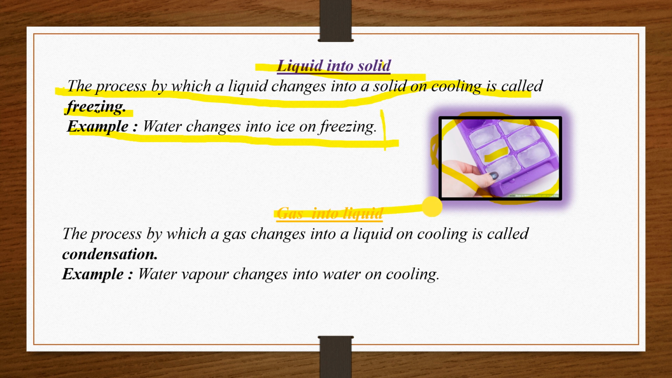Now, gas into liquid. The process by which a gas changes into liquid on cooling is called condensation. An example is water vapor changing into water on cooling.